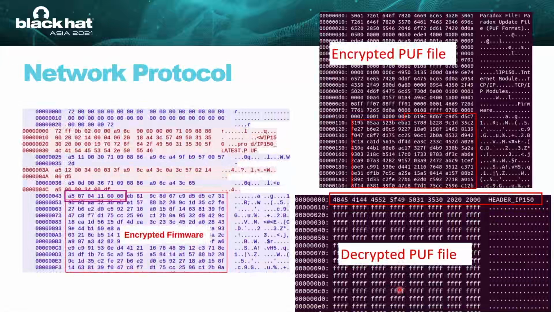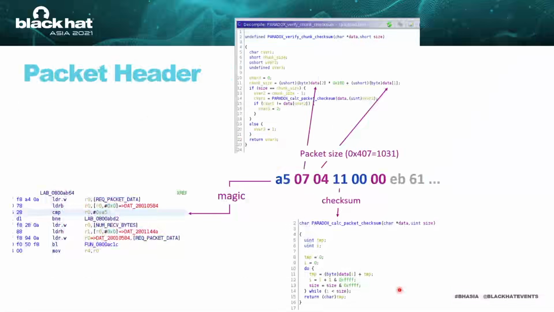And there is some header in here. So the header itself is made up of a magic number that is just compared, a packet size, which is little endian encoded, and a checksum, which is a really simple cumulative checksum. They just count all of the bytes together and get a 2-byte checksum.